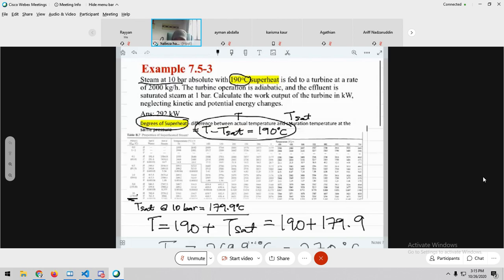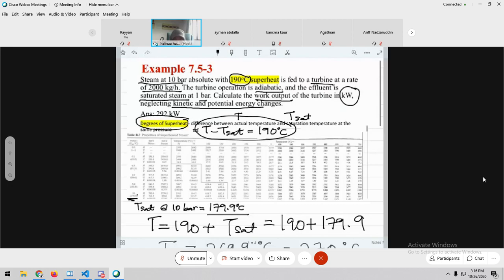So now you're going to feed that steam to a turbine. The flow rate is 2,000 kilograms per hour. The turbine is operating adiabatically, which means there's no heat loss. The outlet stream is saturated at 1 bar. Calculate the work in kilowatts. Ignore kinetic and potential energy.